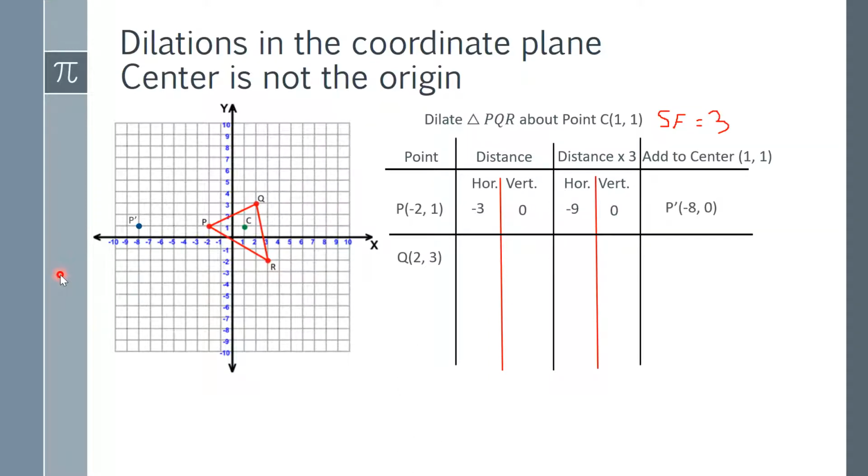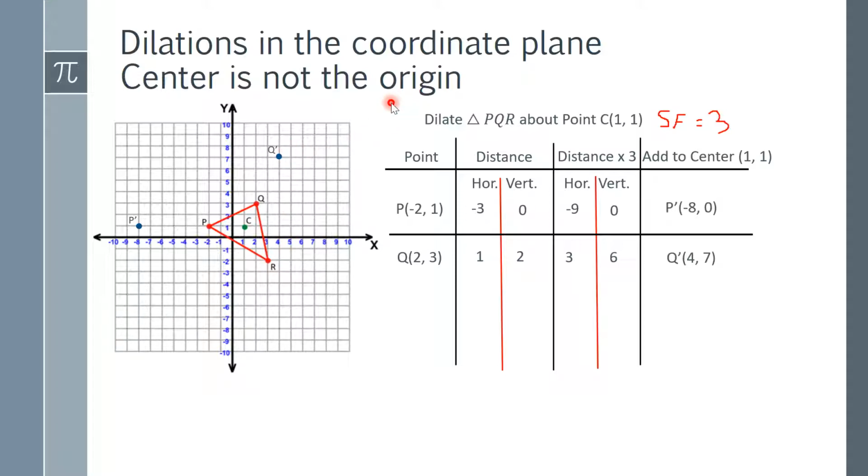So let's take a look at Q. Now I'm not going to do the drawings for each point. I'm just going to kind of show you here. So from C to Q is 1 unit left, or excuse me, 1 unit right. So that's +1, 2 units up. So +1, +2. So I'm going to multiply those by 3 because that's my scale factor. So that gives me 3, 6. And now I'm going to add these values to my center. So 1 plus 3 is 4. 6 plus 1 is 7. So that's going to be my new point, (4, 7). So that's going to be Q prime. Right there at (4, 7).